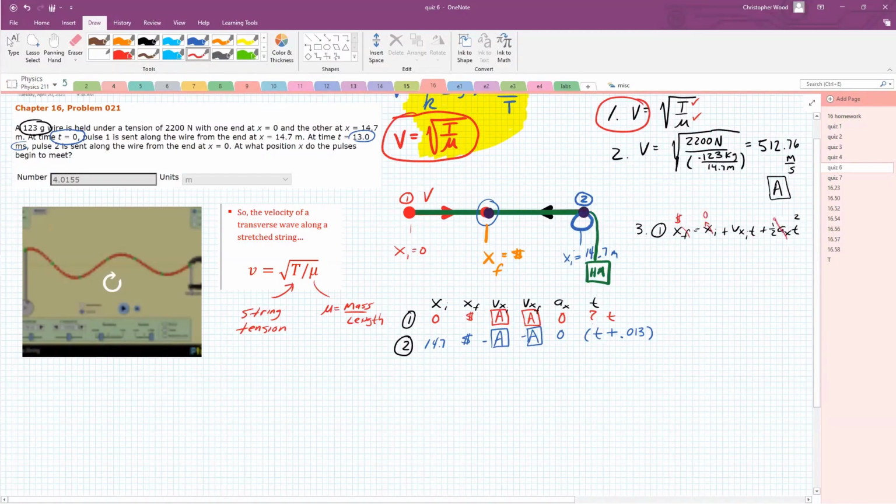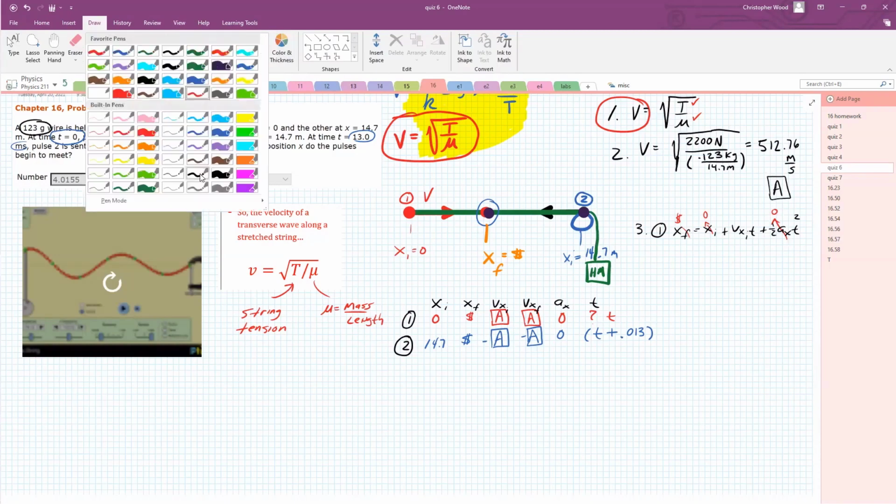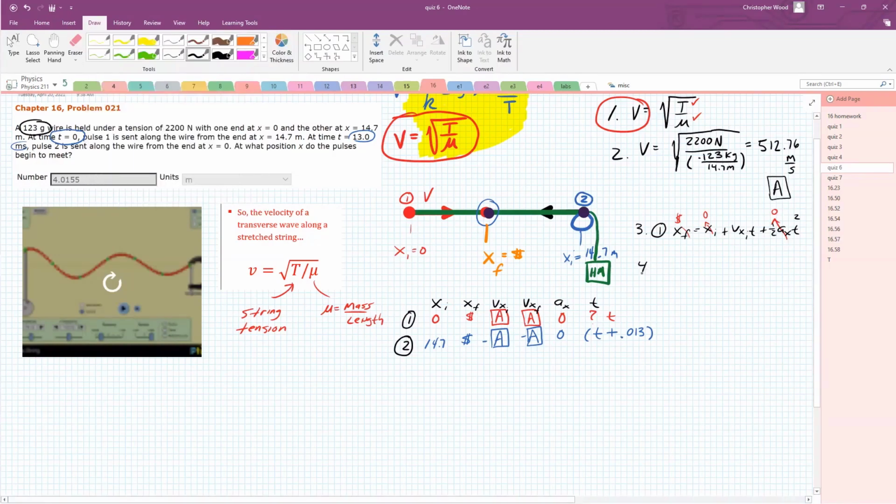This is equal to 0. So you know what I get? Kinematics for pulse number 1 says the following. X final, which is my dollar sign, equals AT. That's all I can get out of my kinematics for pulse 1.